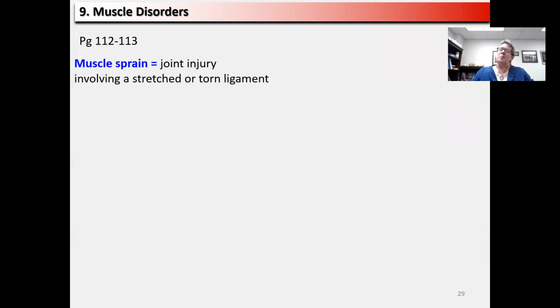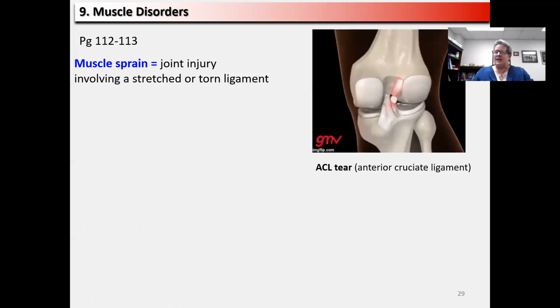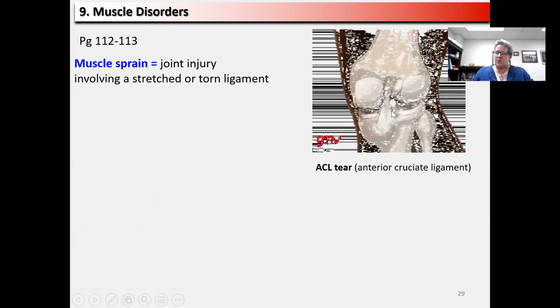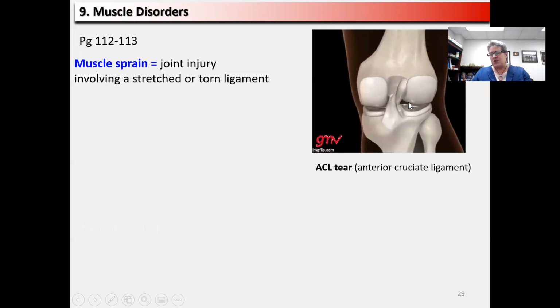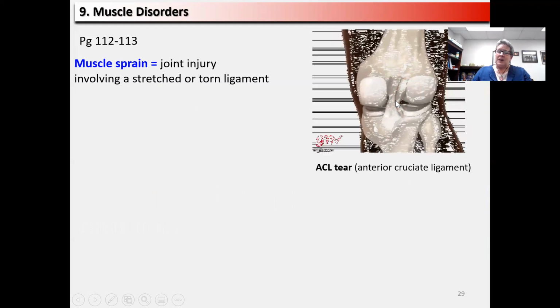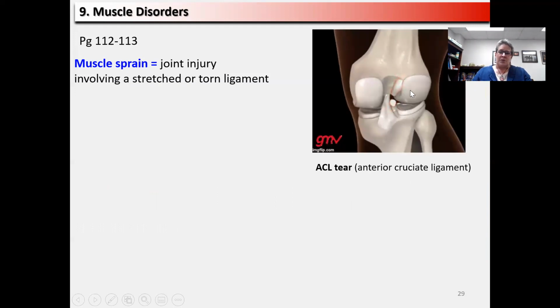Okay, a muscle sprain is a joint injury in which a ligament is overstretched or actually torn. A common example of this is an ACL tear, a tear in the anterior cruciate ligament. Right here, they're actually showing the posterior cruciate ligament, but regardless, it's gotten torn. And if it is torn, it's usually a surgical repair.